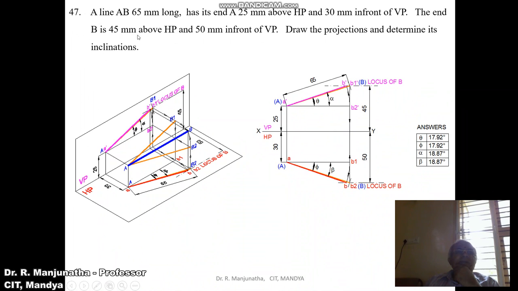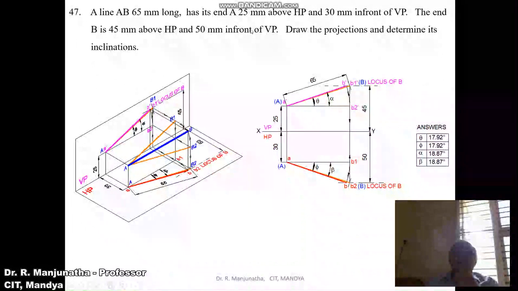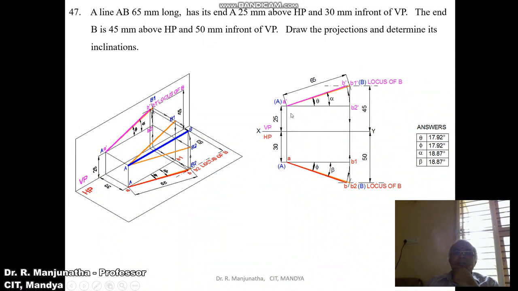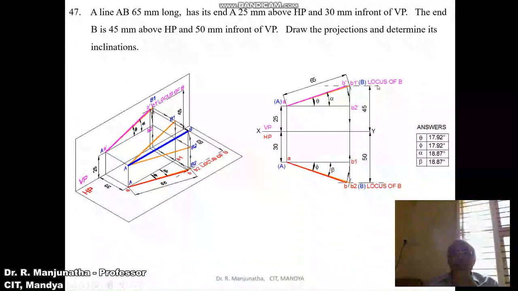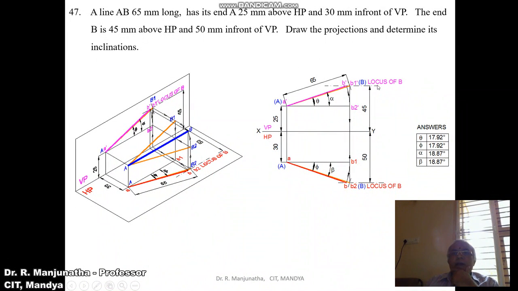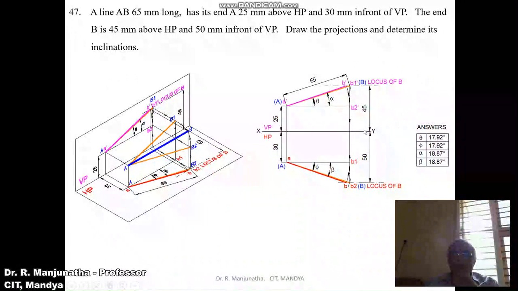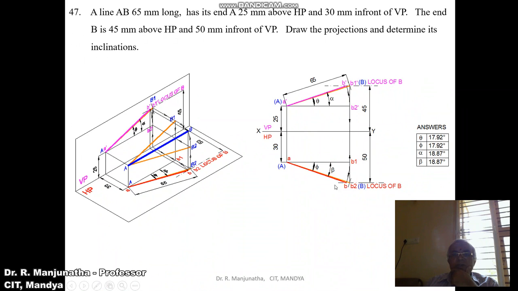Similarly, the end B is 45 mm above HP and 50 mm in front of VP. Above HP distance is seen in the vertical plane. So from the XY line you measure 45 mm, draw a dash dot line parallel to the XY line, and mark this as the locus of B. Similarly, from the XY line you measure 50 mm below the XY line and draw a horizontal dash dot line, and mark this as the locus of B.